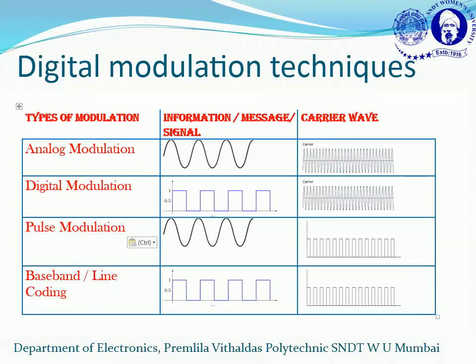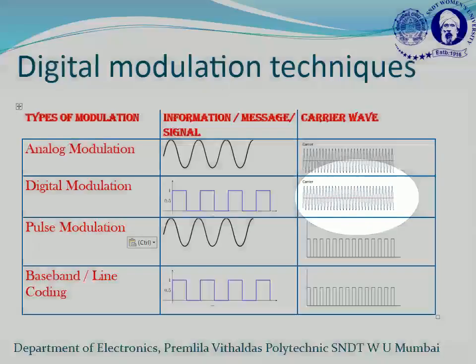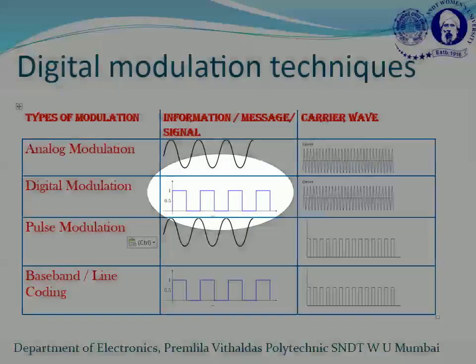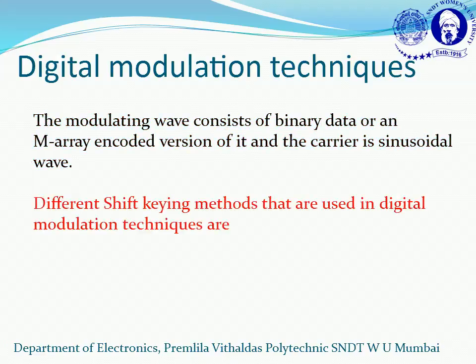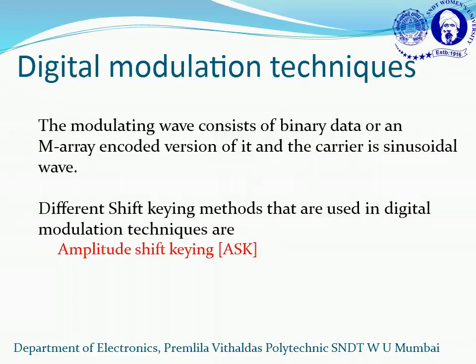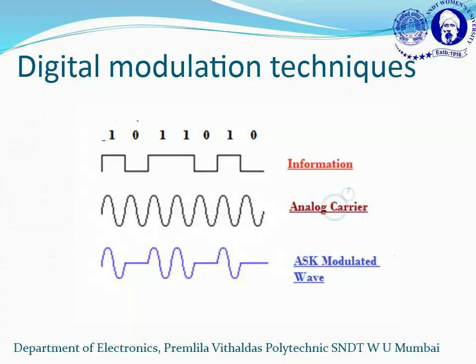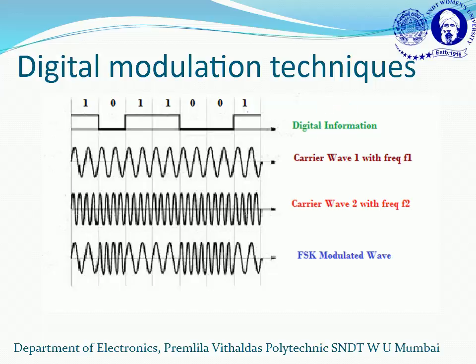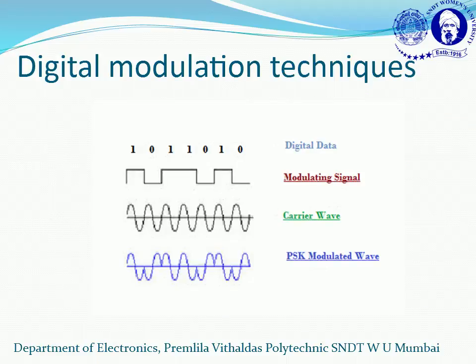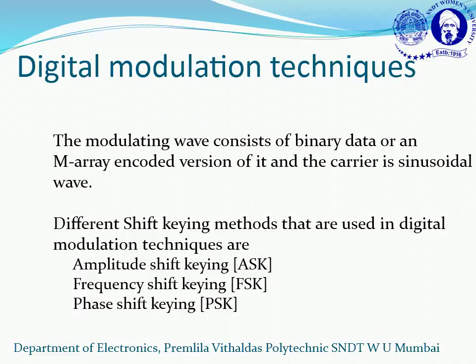As in our earlier slide, we have defined digital modulation technique in which the carrier is an analog or sinusoidal wave, whereas the information is digital. The information or the modulating wave in digital modulation can be either binary data or an encoded version of binary data. Different shift keying methods that are used in digital modulation techniques are amplitude shift keying, in which the amplitude of an analog carrier is varied in accordance with the digital input; frequency shift keying, in which the frequency of an analog carrier is varied according to the digital information; and the third, phase shift keying, where the phase of a carrier is varied according to digital information.